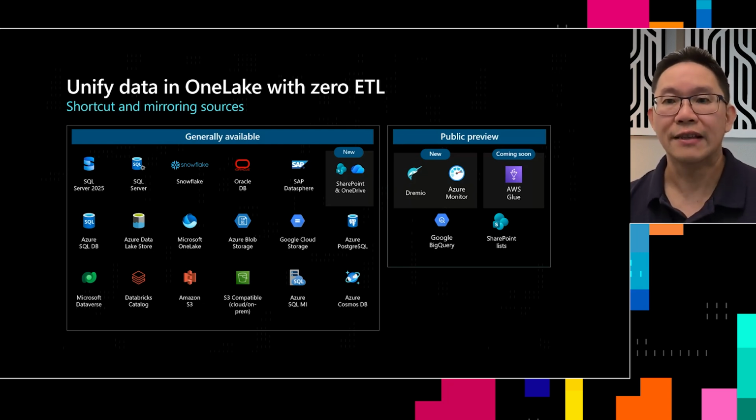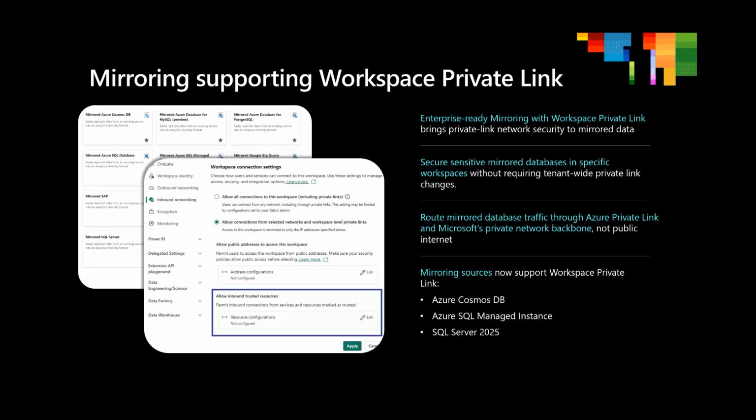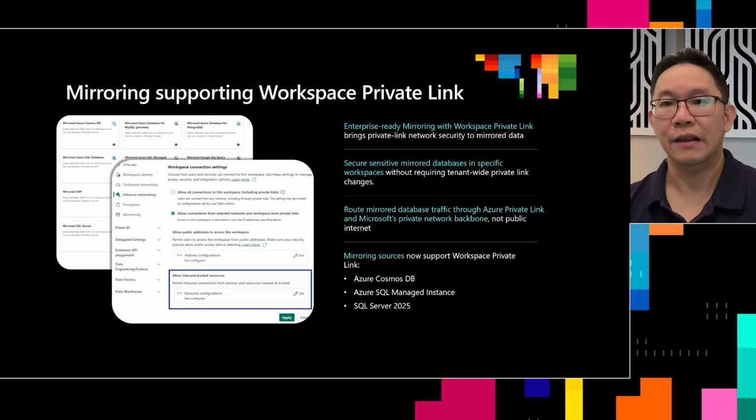Now today, lots more are in public preview. We're so excited to share some of these new data sources, including support for Dremio, Azure Monitor, and coming soon, support for AWS Glue. Now, one of the top customer asks for mirroring is really the support for Workspace Private Link. Now, with mirroring support for Workspace Private Link, it allows you to bring private link network security to your mirrored database. But more importantly, all your traffic is routed through Microsoft private network and not the public internet. Now, this has been one of the top customer asks for mirrored database for a while, and we're so excited to bring this to public preview today.